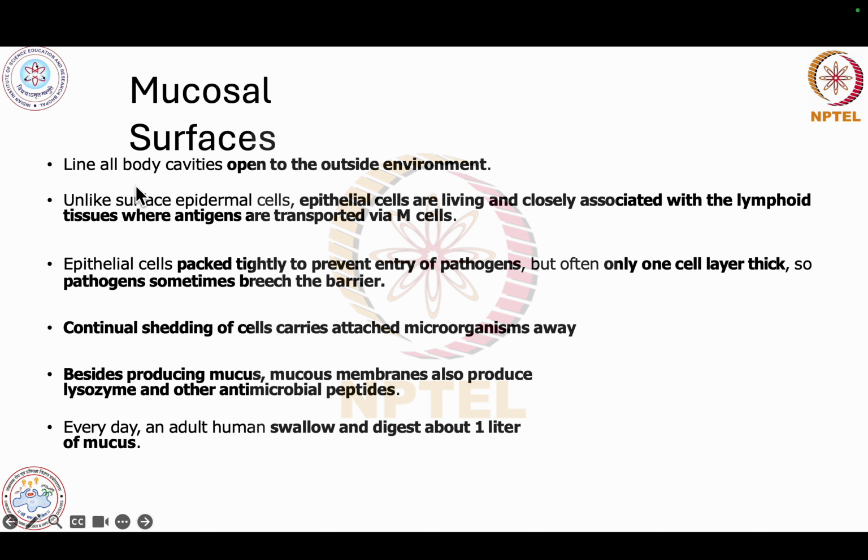Mucosal surfaces line all body cavities open to the outside environment. Unlike surface epidermal cells, epithelial cells are living and closely associated with the lymphoid tissues, where antigens are transferred to M cells. Epithelial cells pack tightly to prevent entry of pathogens, but are often only one cell layer thick, so pathogens sometimes breach the barrier. Continual shedding of cells carries attached microorganisms away. Besides producing mucus, mucous membranes also produce lysozyme and other antimicrobial peptides. Every day, an adult human swallows and digests about 1 liter of mucus.